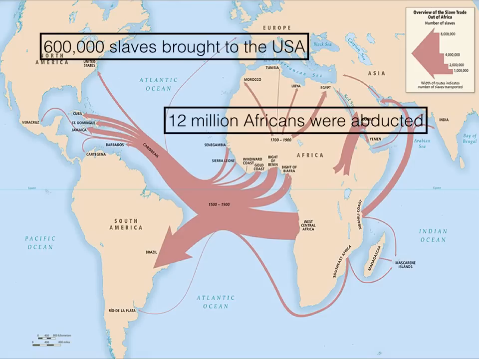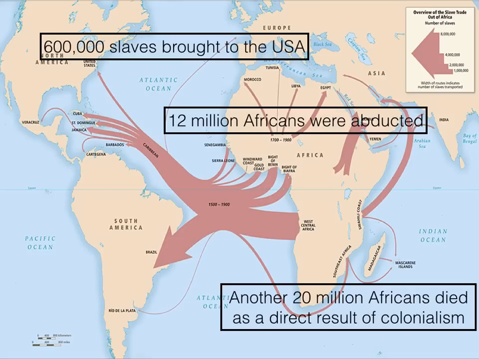So 600,000 slaves were brought to the United States. Just to give you a sense of just how small a percentage of that the United States is involved in, 12 million Africans were abducted during the transatlantic slave trade. And let me leave you with one other statistic before we move to the next slide. Another 20 million Africans died in Africa who were not abducted, as a direct result of policies of colonialism. In the Belgian Congo alone, 10 million people were estimated to have been killed by Belgian government forces during their occupation of the Belgian Congo.